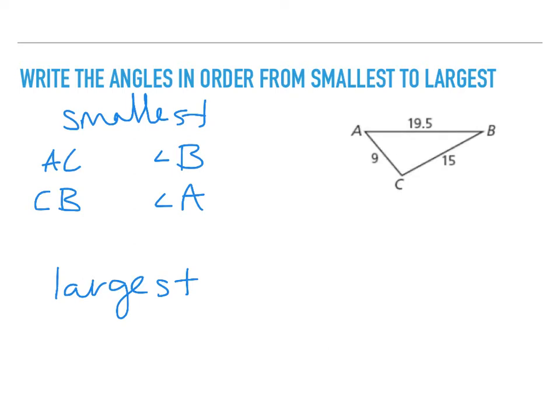So that's our second smallest angle. And what's the largest side? AB. And what angle is opposite of AB? Angle C. So that's going to be our largest angle. If we're writing these angles from smallest to largest, what order would we write them in? Angle B, angle A, and angle C. Perfect.